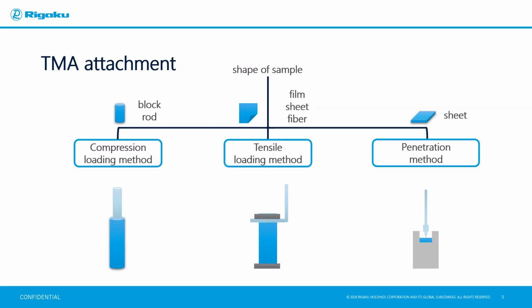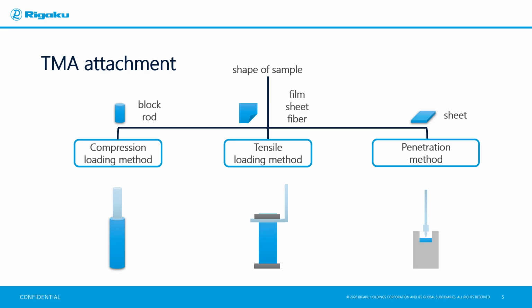The important point in TMA measurement is selecting the appropriate measurement method and attachment according to the shape of the sample. In this webinar, we will introduce 3 representative measurement methods and their corresponding attachments. First, the compression loading method, used when the sample is a self-standing solid, such as blocks or rods.